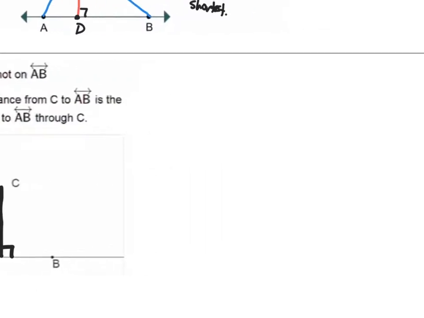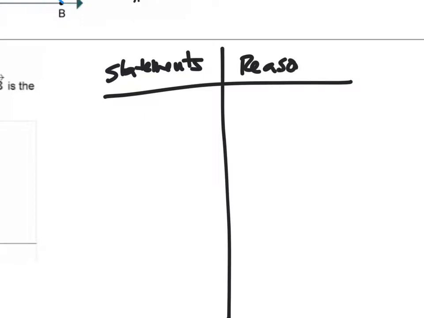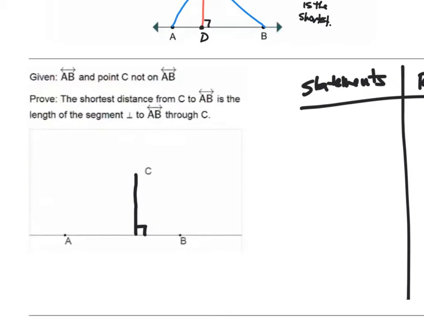And once I do that, I'm going to come over here and draw my table, and I'm going to put statements and reasons. The first thing that I want to do is kind of hard because you're given some information, that AB is a line and point C is not on line AB. That doesn't really tell us much, but let's say that we draw this line, and we'll call the point down here where it intersects point D.